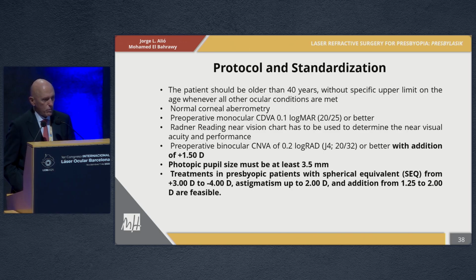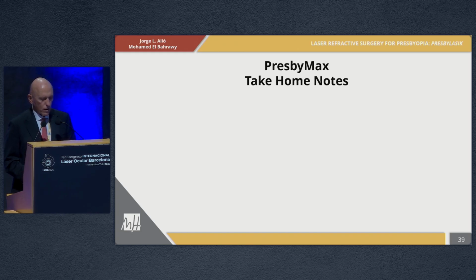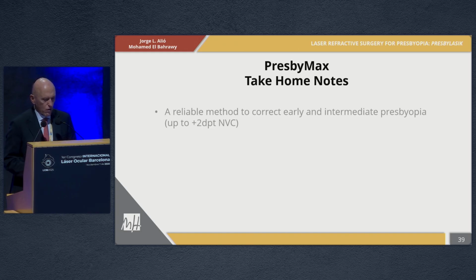For photopic conditions, pupil size must be at least 3.5 millimeters, and the range of optimal intervention is between +3 and -4 diopters, with astigmatism up to 2 diopters, and an addition from 1.5 to 2 diopters. So on entering the study, these must be the conditions, otherwise the vision wouldn't be satisfactory for the patient.